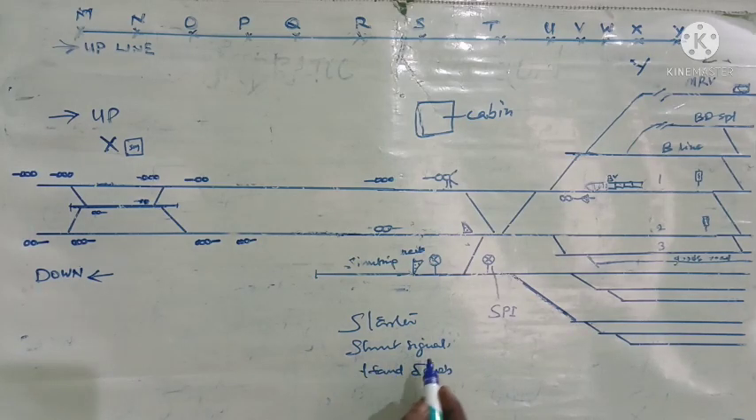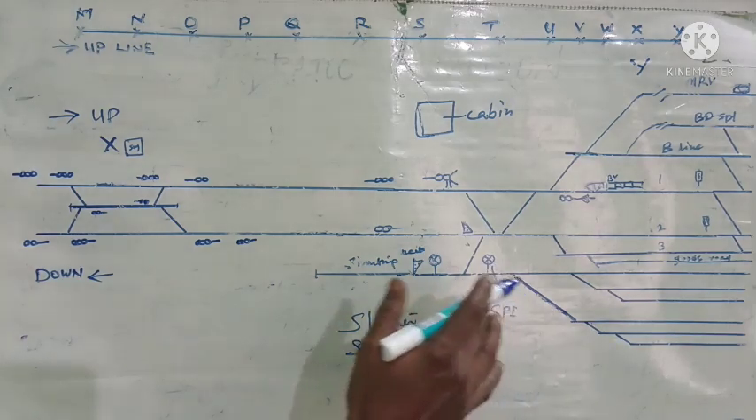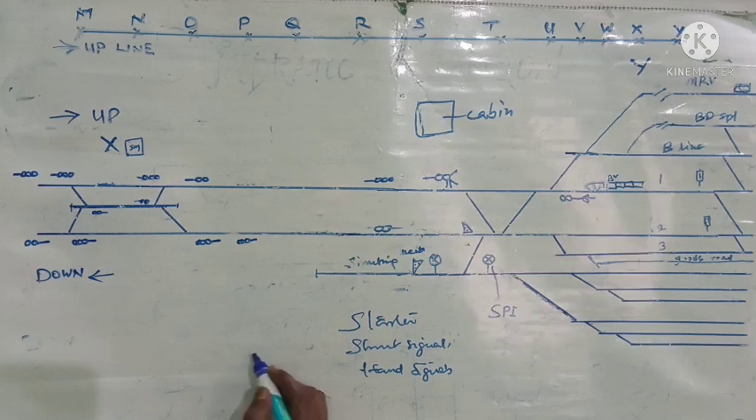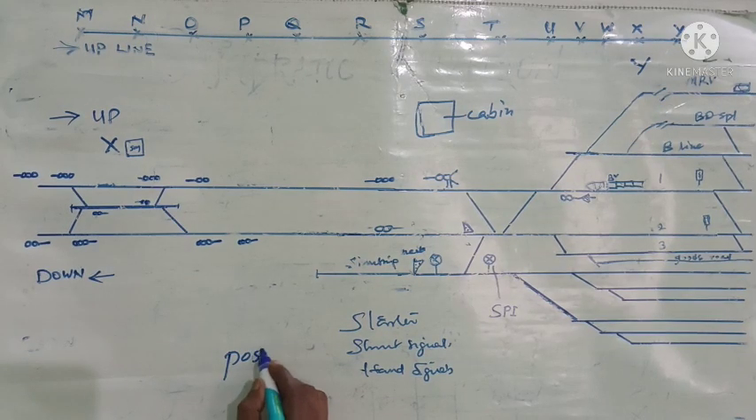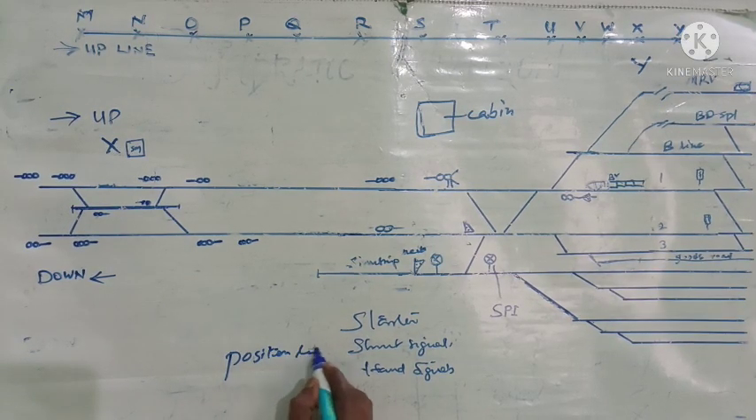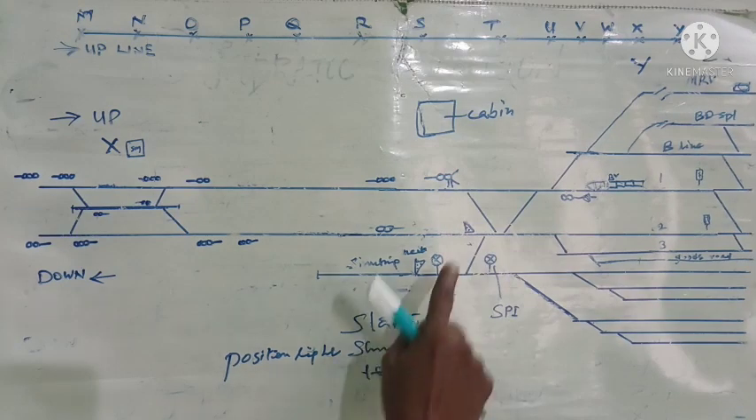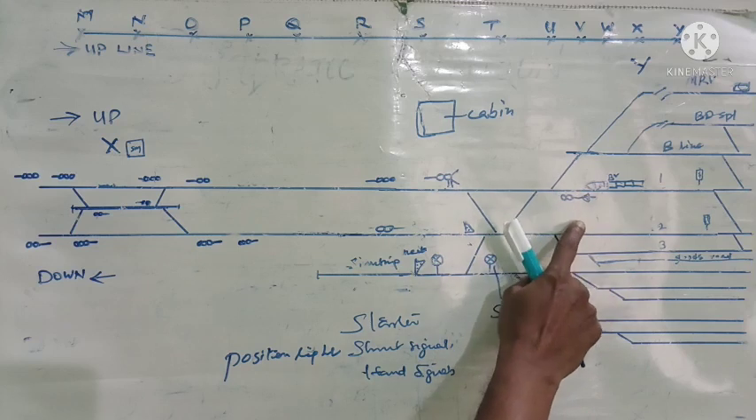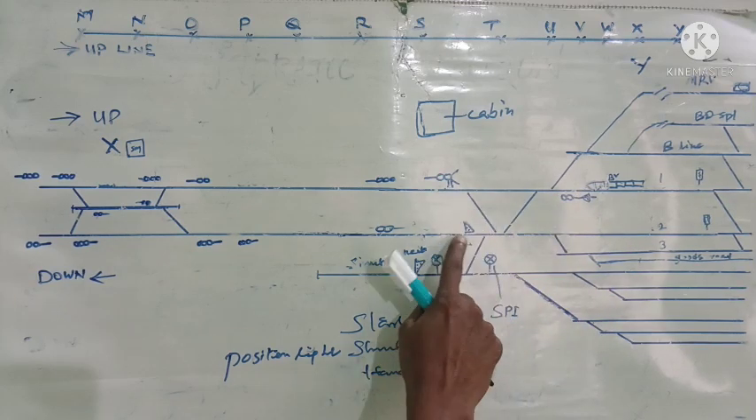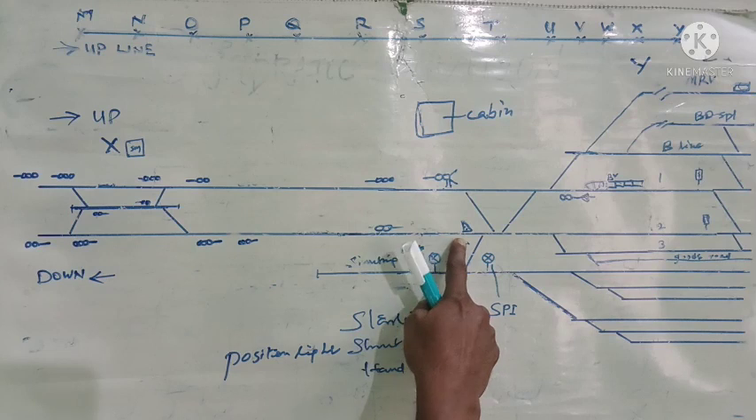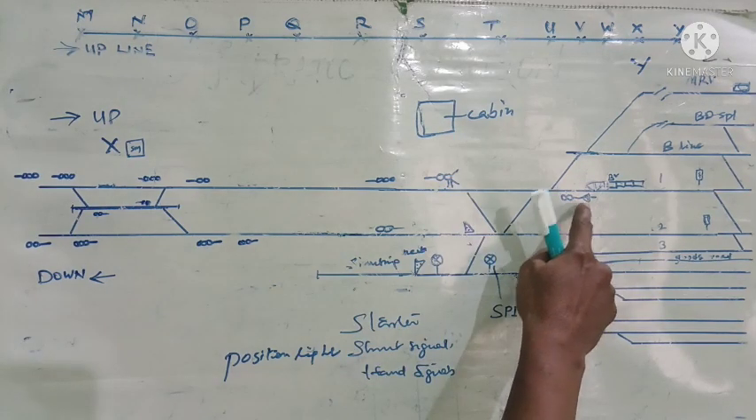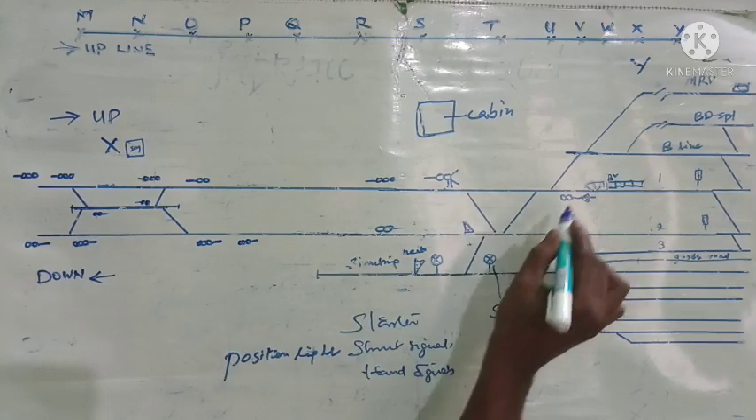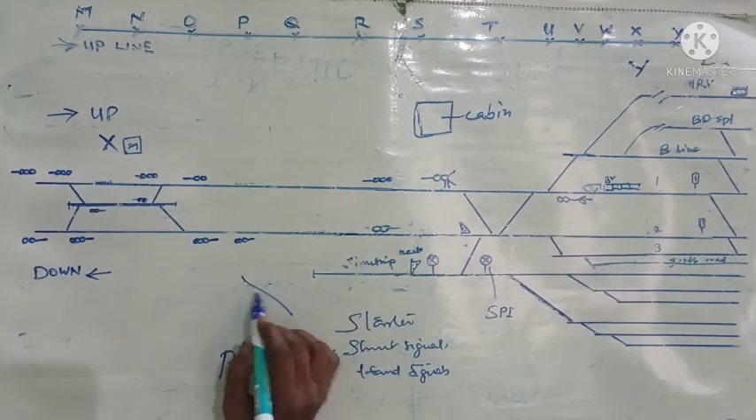Now shunt signals. Shunt signals in these double line stations are normally of the position light type. The position light type shunt signals are of two types: one provided below the starter, and the other one an independent shunt signal. When the position light shunt signal is provided below the starter, for example, I will draw it here.